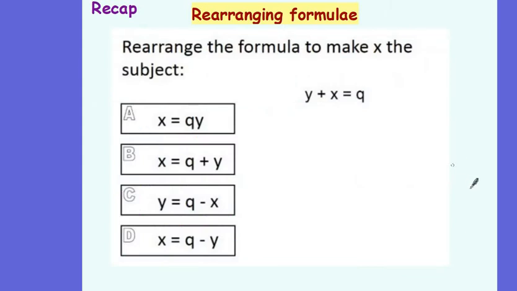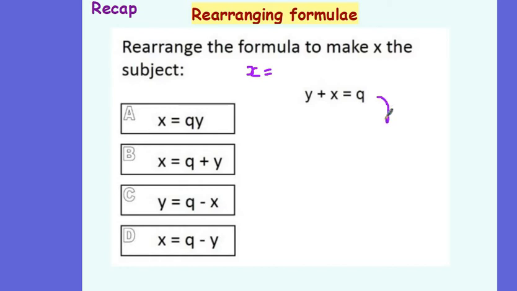Over to you, Year 9. In your light blue books or on your mini whiteboards, is the answer A, B, C or D? If I rearrange the equation y plus x equals q to make x the subject, so I need to make it look like x is equal to something. Pause the video for a minute and work that out now, please.